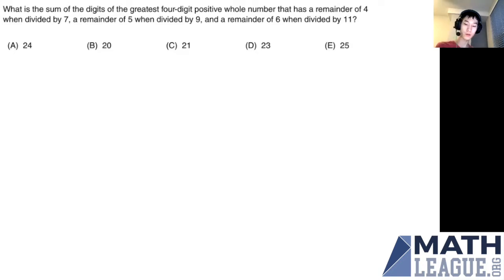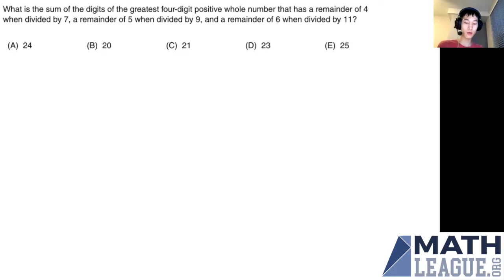It's an elementary school test, and you think that since this is one of the later problems on the Sprint, this would be a pretty difficult problem, but we'll see that with the help of a bunch of number tricks, we can actually get through this pretty nicely. So, what's the sum of the digits of the greatest four-digit positive whole number that has these remainders?